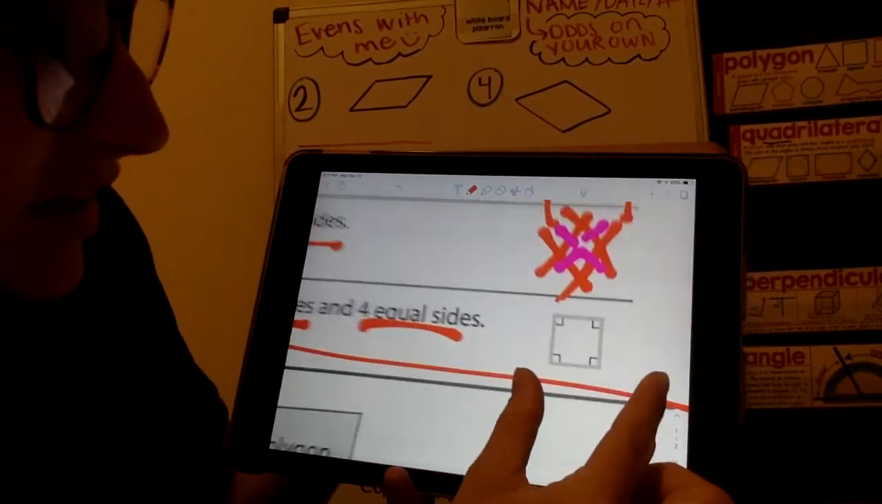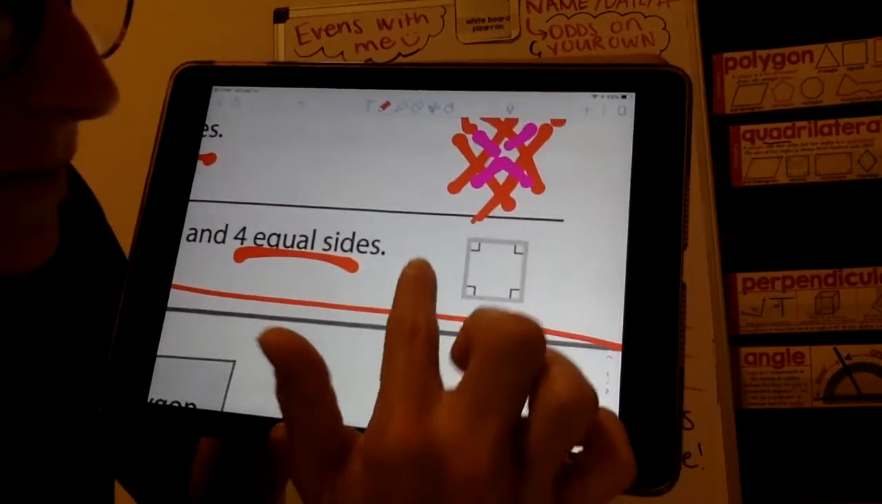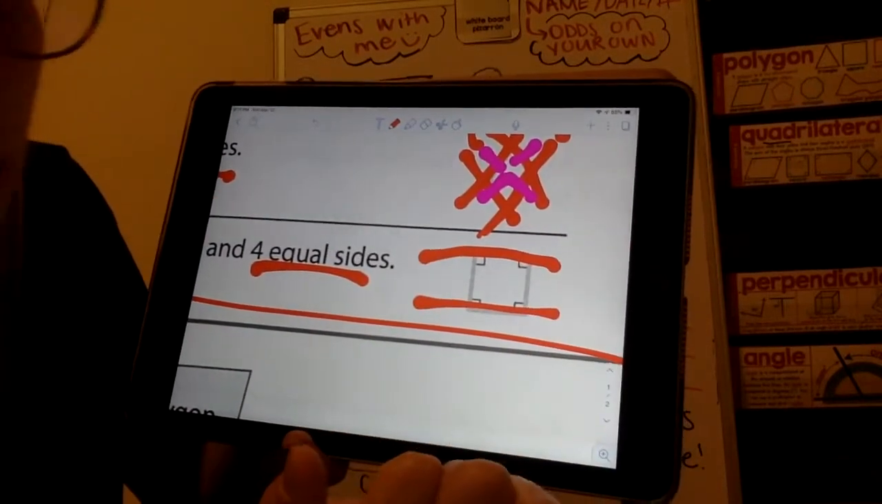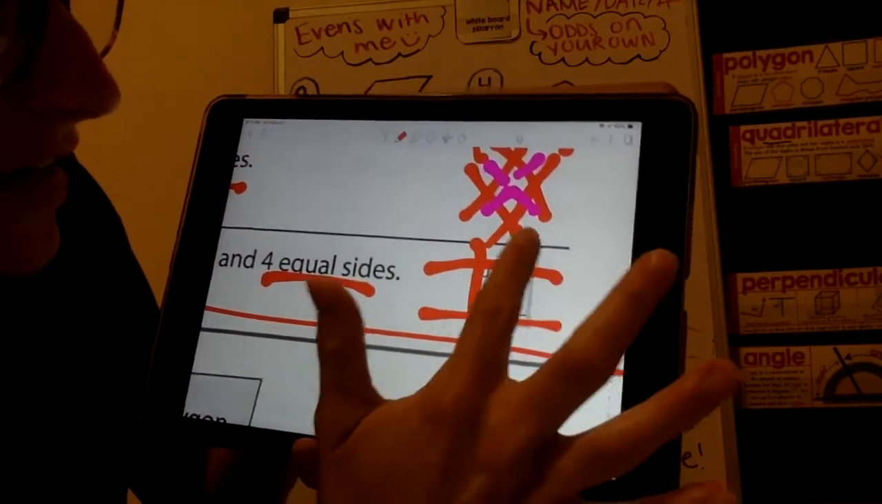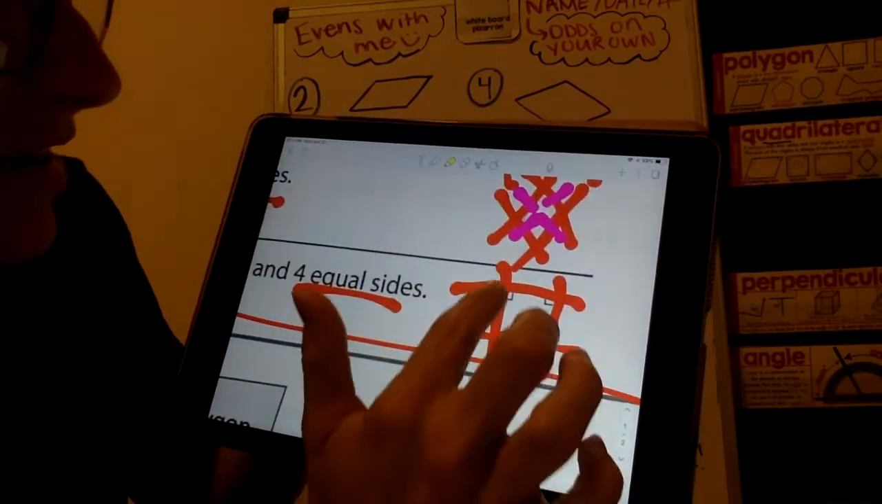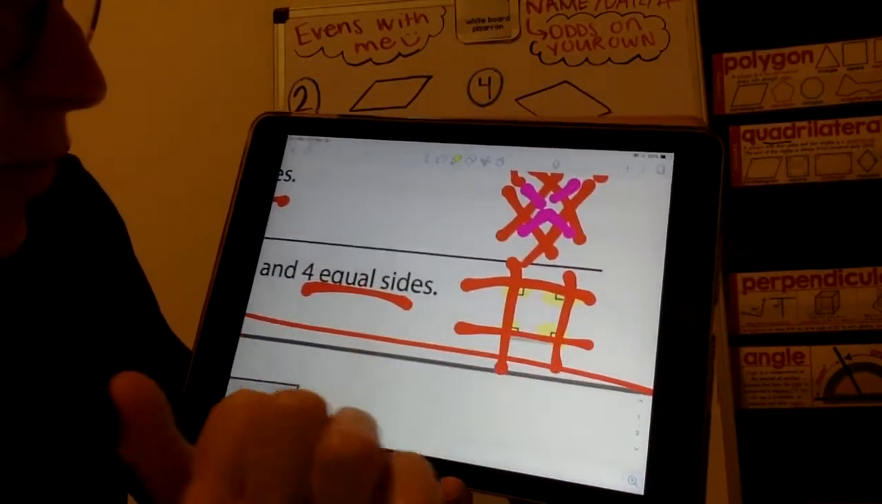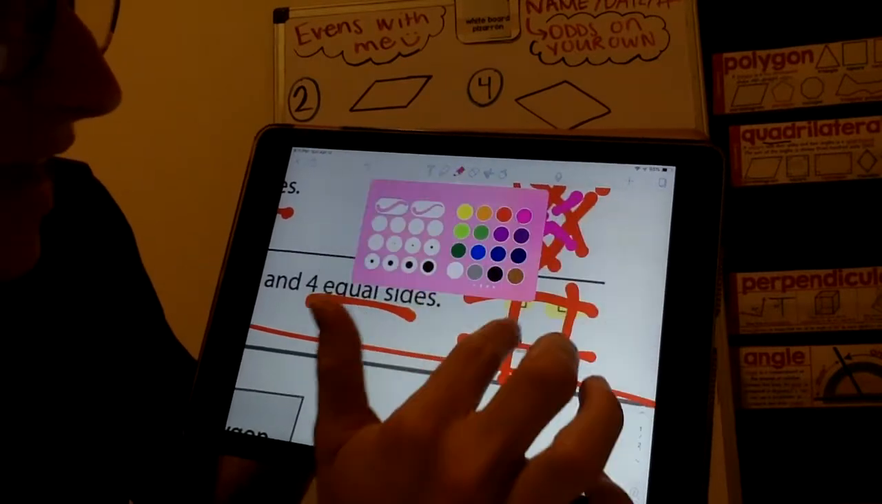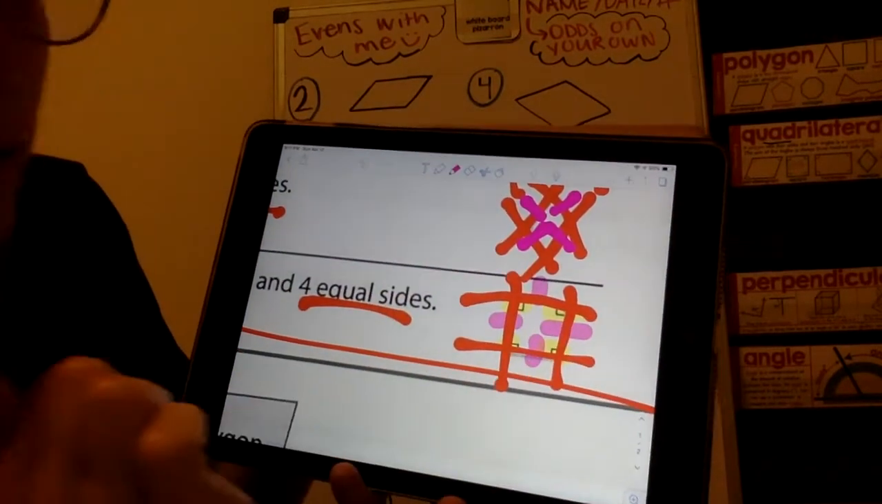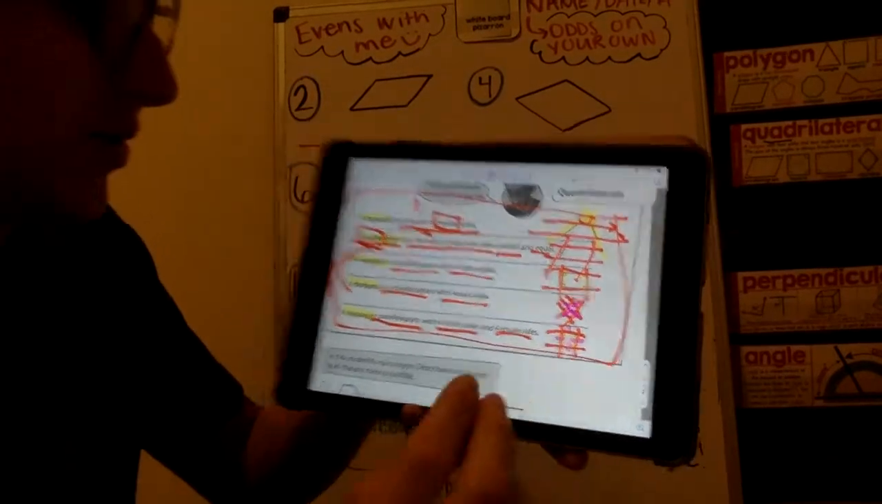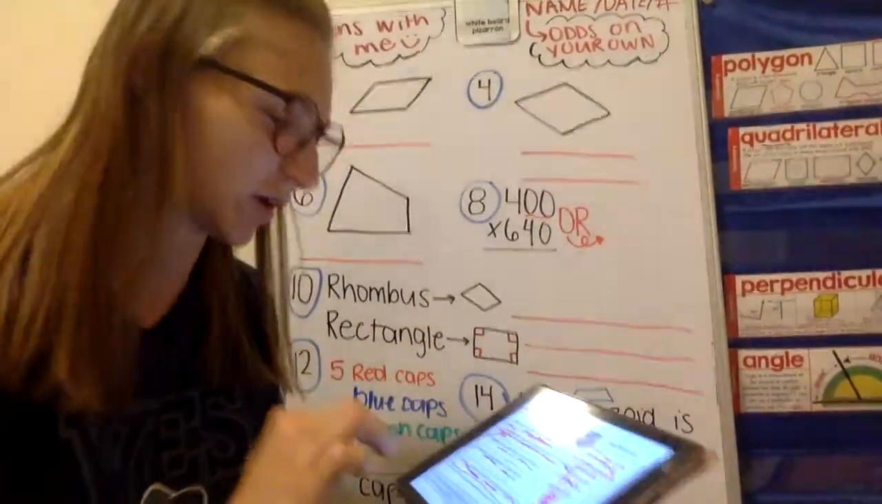So if I zoom in, I'm going to check that it's a parallelogram. It has one set of parallel sides. It has 2 sets of parallel sides. It also has 4 right angles, and on top of that, it has 4 equal sides. So I'm going to keep coming back to this, that looks crazy when you zoom out, to help me answer some of these questions, okay?